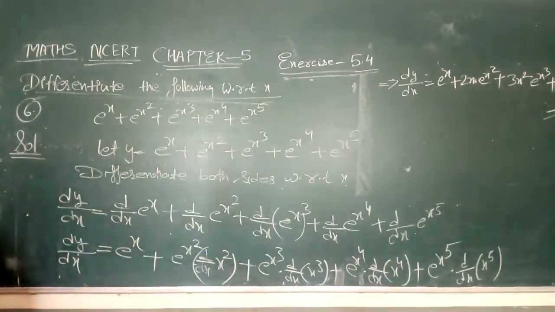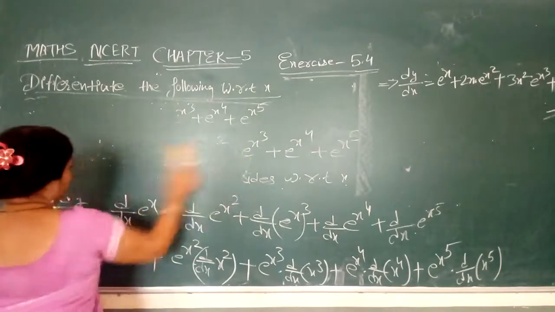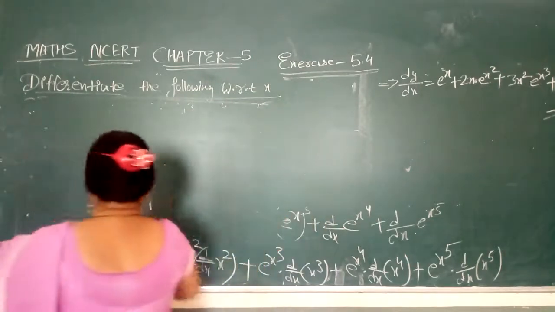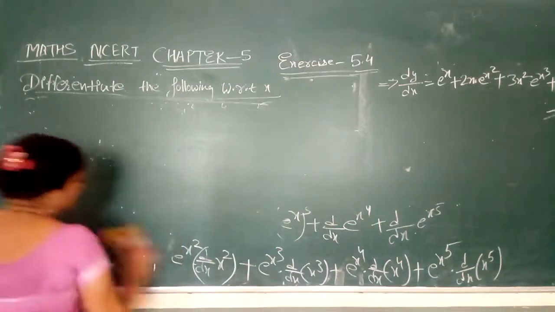Now, start question number 7. In question number 7, you have to find the derivative of e raised to power root x.